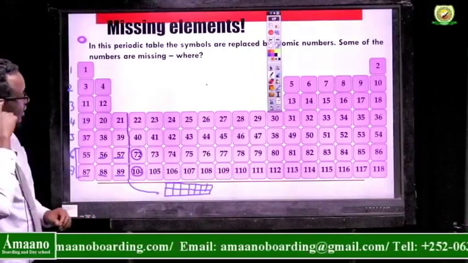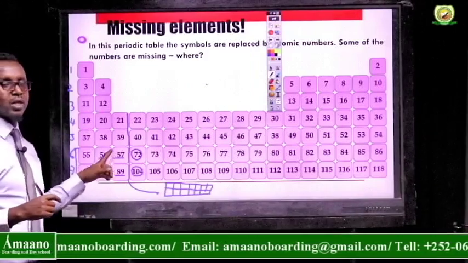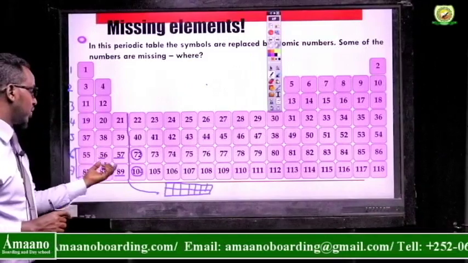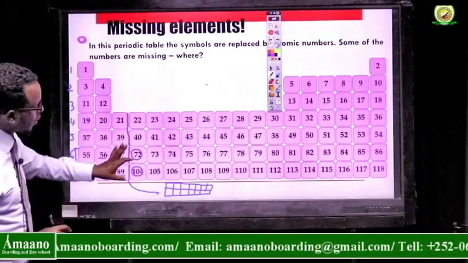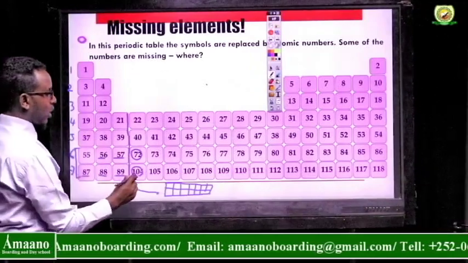So why are we calling them lanthanides and actinides? From here, this is lanthanum and actinium. That's why we are calling them lanthanides and actinides. We take the names from the elements. So these are called missing elements. So why are we putting them here?